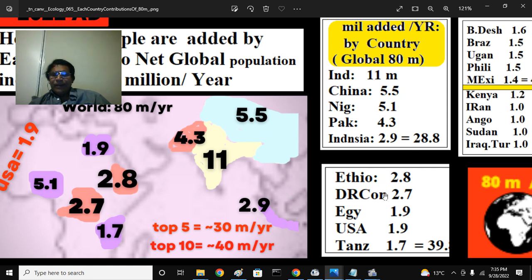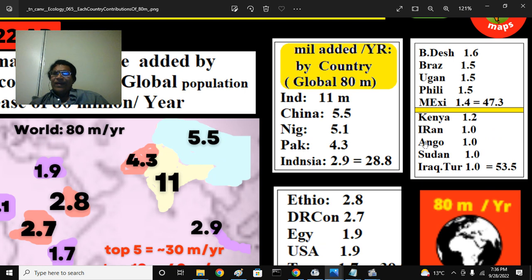And the remaining 5 countries, that is Ethiopia, DR Congo, Egypt, United States around 2 million, Tanzania, 1.7 billion. Bangladesh is also 1.6, I didn't put it here. So all these 10 countries contribute nearly 40 million out of 80 million net population growth. The remaining 5 countries here, Bangladesh, Brazil, Uganda, that is a big contributor, Philippines, Mexico, the number becomes almost 48. Next, Tanzania, Iran, Angola, Sudan, Iraq, Turkey. Iraq 1 million, Turkey 1 million, 54 out of 80.